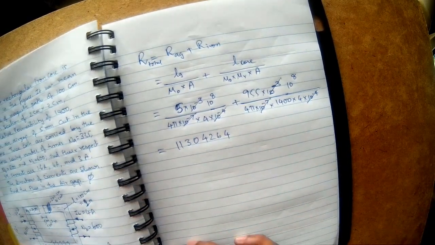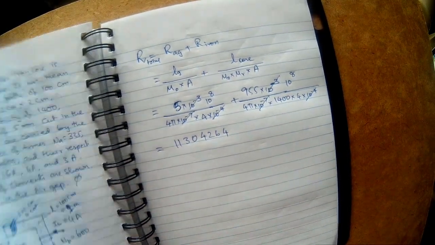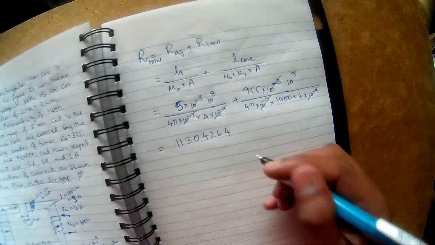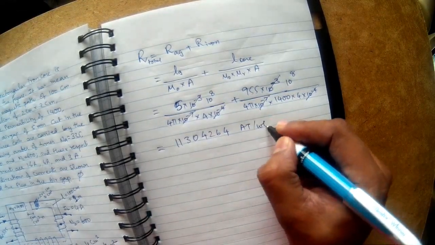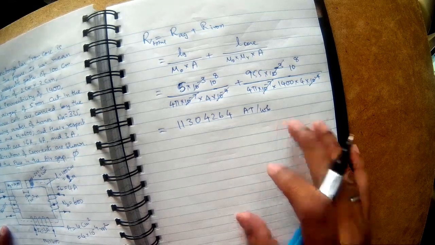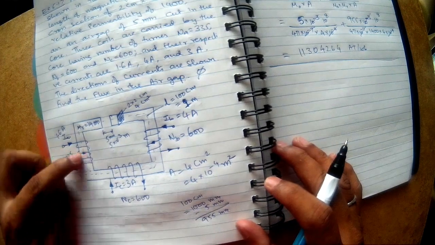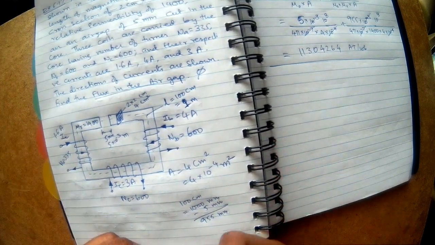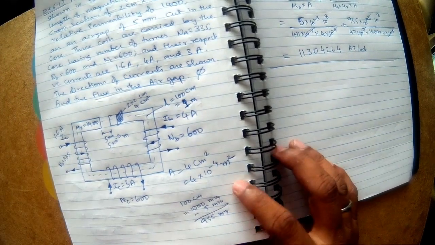Okay, so what is the unit of reluctance? It is ampere turns per Weber. Okay, so now we have the total reluctance. Now the next step is the total ampere turns. You see, we can use the right hand rule to know the direction of the flux.